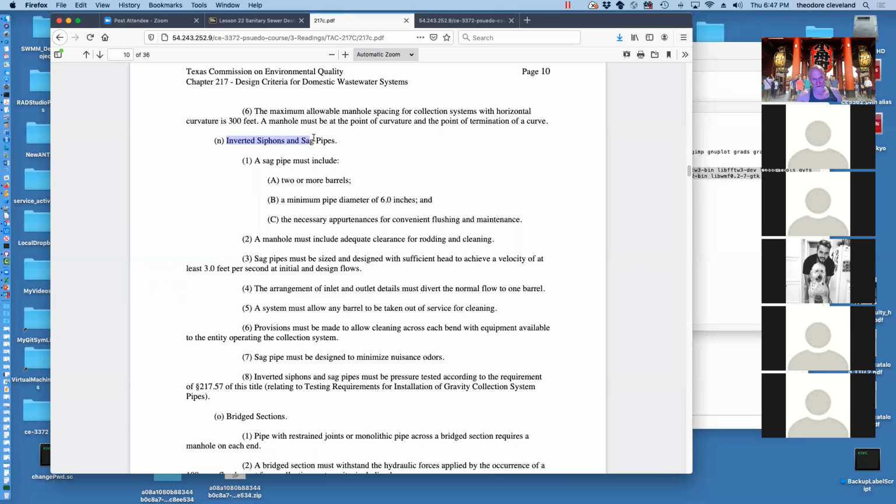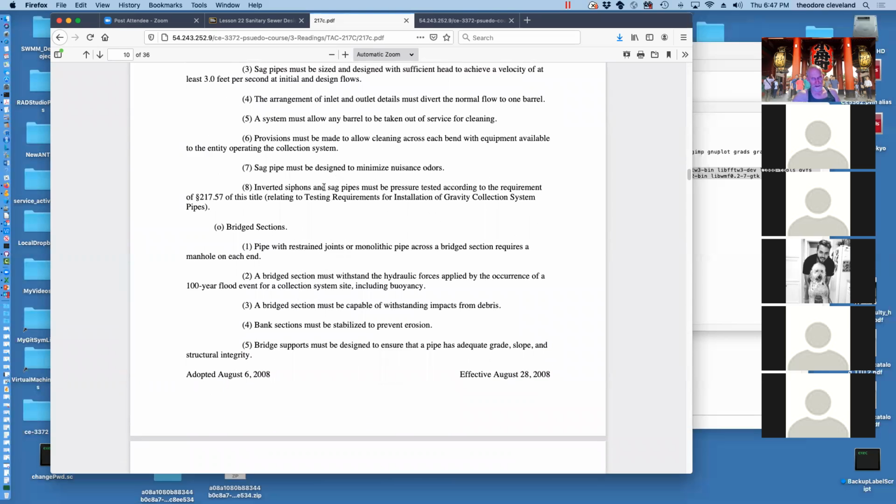And there are important design requirements. These are actually not that hard to design and build. This listing of requirements is mostly so that after it's been built, it can be maintained. Because one of the challenges of an inverted siphon is once it's built and in place, you can't very easily go down and fix broken parts. So it needs to kind of be done right the first time.